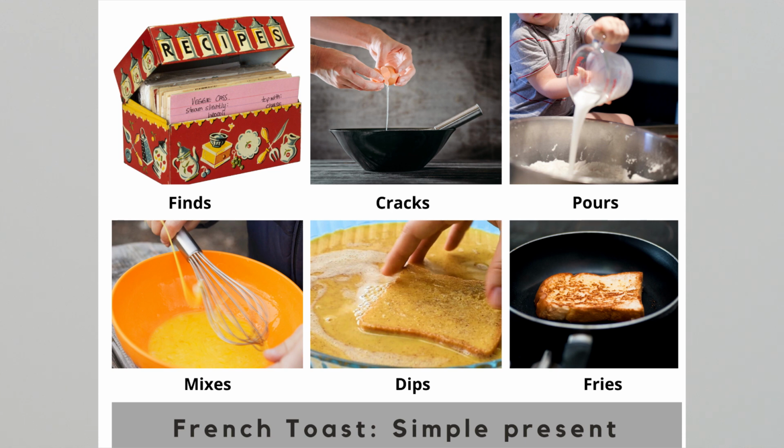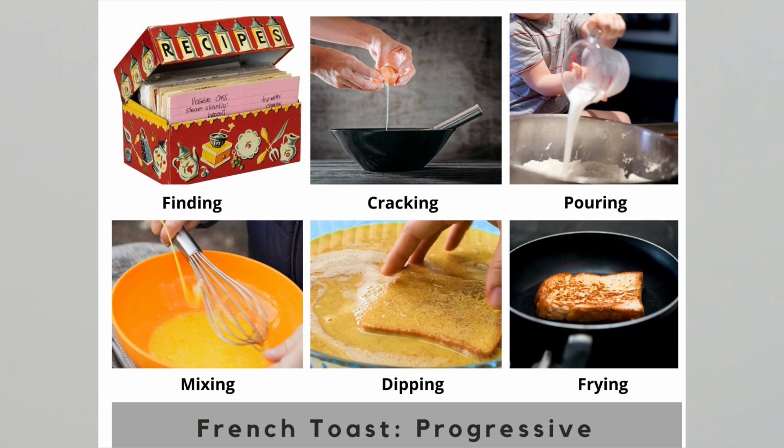Now let's look at the story about French toast in the progressive or the present continuous. Right now, Andrea is finding a recipe. She is cracking the eggs and pouring the milk. She is mixing the eggs and dipping the bread. Now she is frying the toast in a pan.